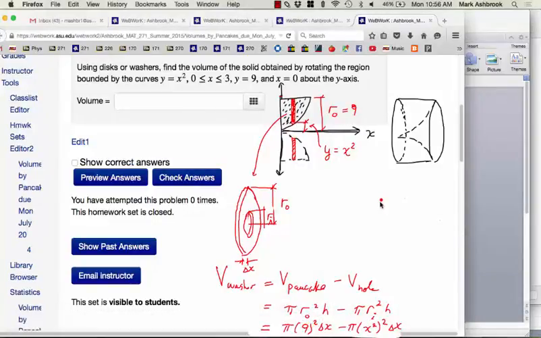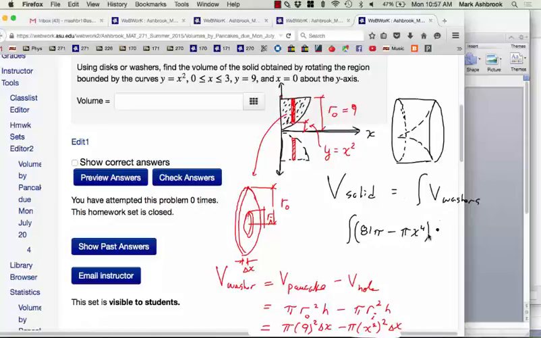And now what are we going to do? To get the volume of the solid, we're going to do an integral. So it's going to be the sum of all the typical washers, the sum of the volume of all the washers. And each washer has a volume of 81 pi minus pi x to the 4th. And I'm factoring out the delta x, okay? So each of those is times delta x, and then the whole thing dx, because now the washers are getting super, super thin.